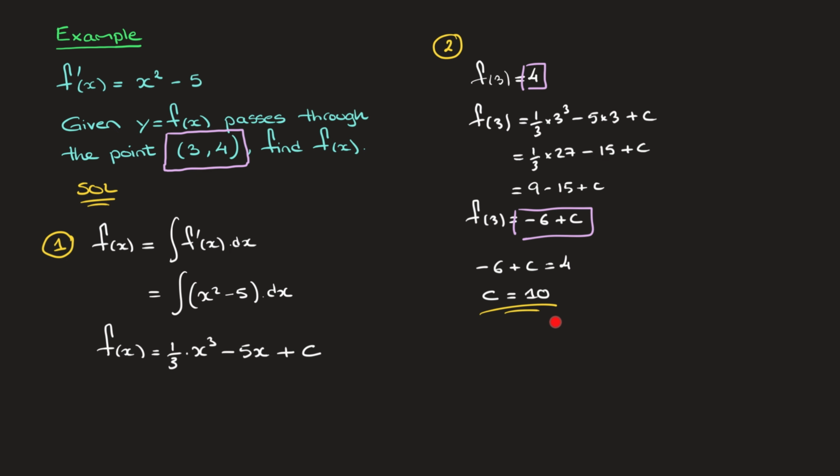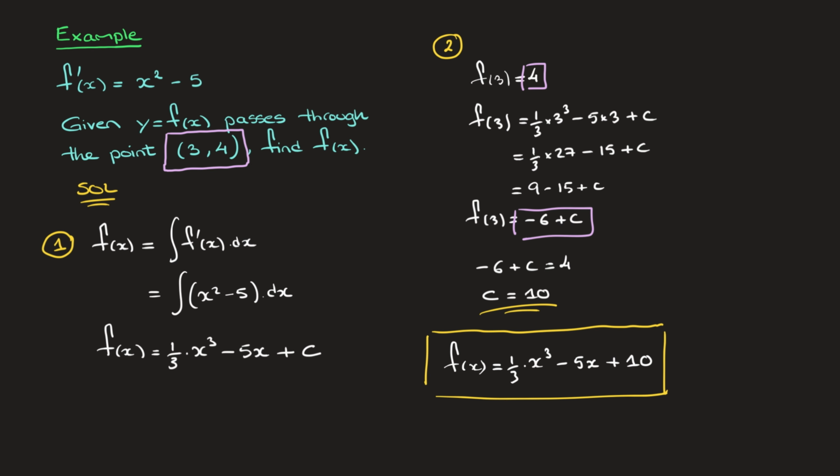Finally, combining this value of c and f of x that we have here, we can state that f of x equals 1/3 times x cubed minus 5x plus 10. And that's the final answer. And there we go. That's how to solve a typical anti-differentiation with boundary condition problem. And that's it for this tutorial.